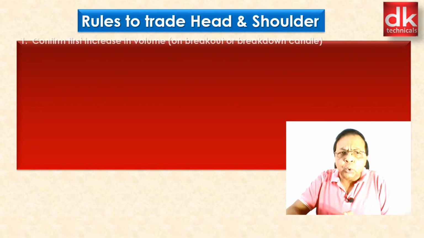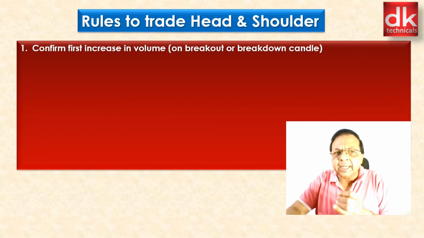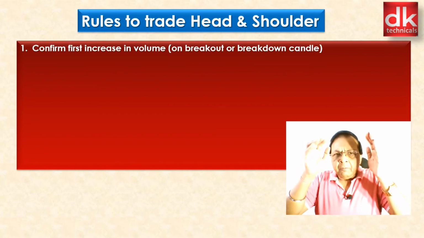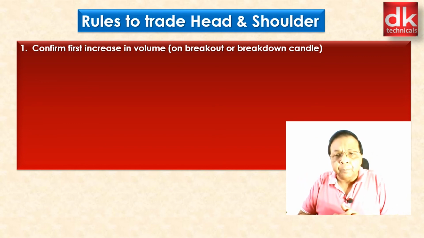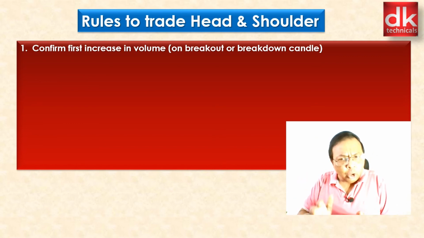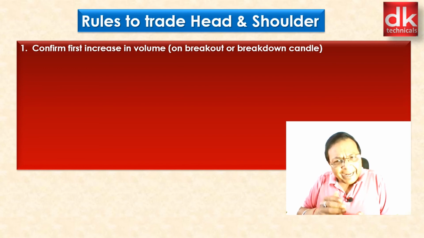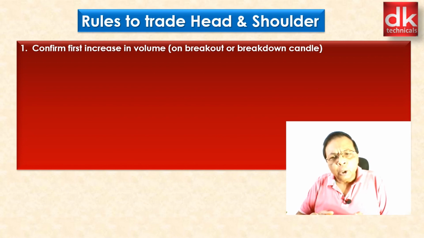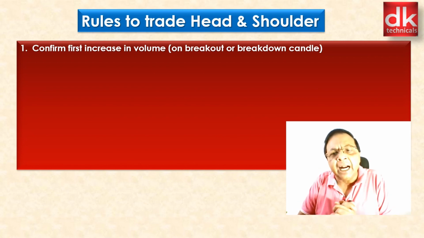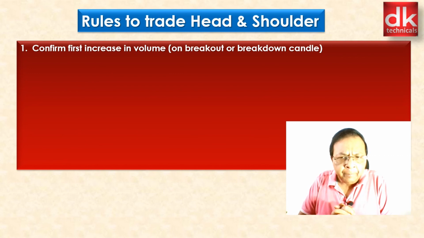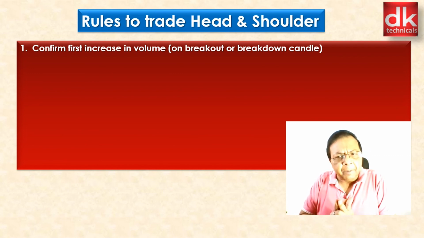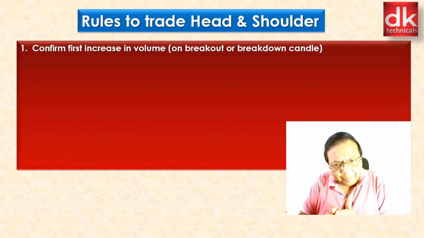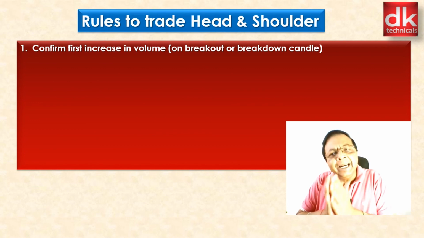The first rule is very simple to understand: we must confirm the volume. Whenever there is a breakdown of head and shoulder or breakout of inverse head and shoulder, there should be an increase in the volume towards confirmation of that breakout or breakdown. Because the volume is nothing but a confirmation, because it indicates the extent of participation.